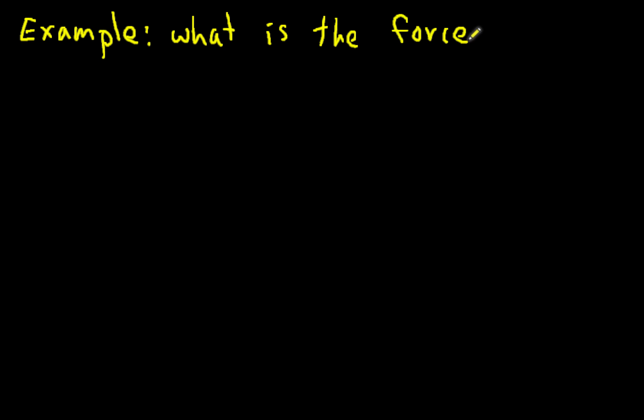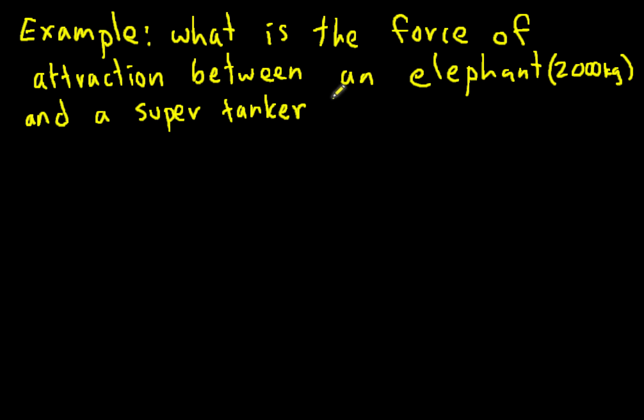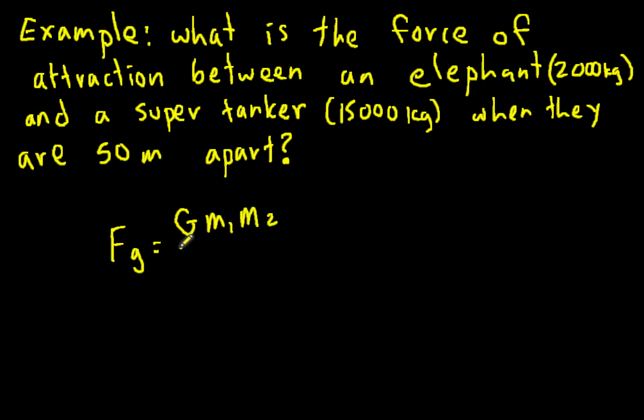Example. What is the force of attraction between an elephant, which is 2,000 kilograms, and a supertanker, which is 15,000 kilograms, when they are 50 meters apart? We use Newton's law of universal gravitation. Fg equals G m1 m2 divided by r squared.